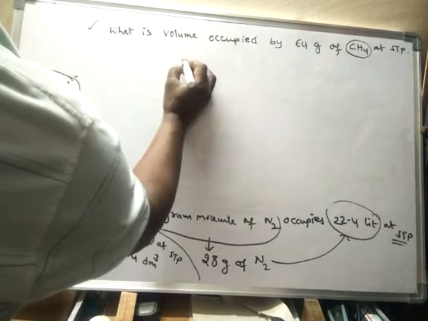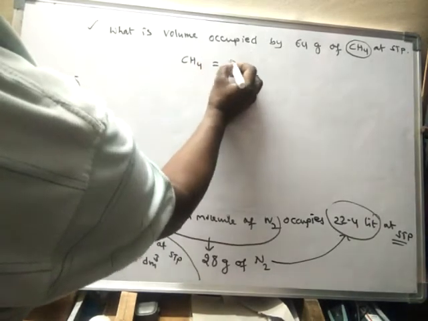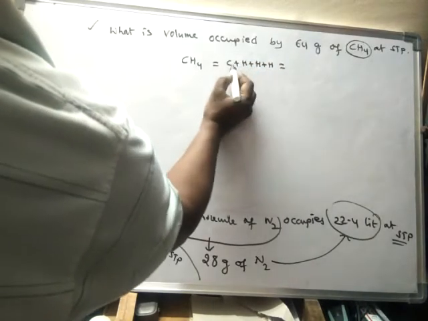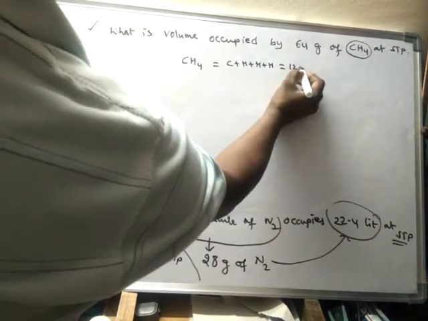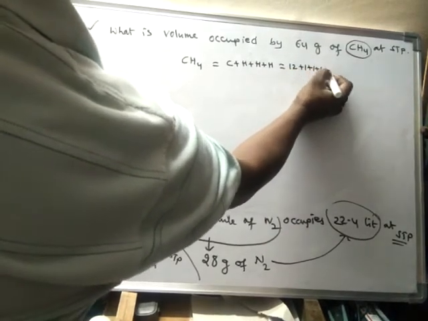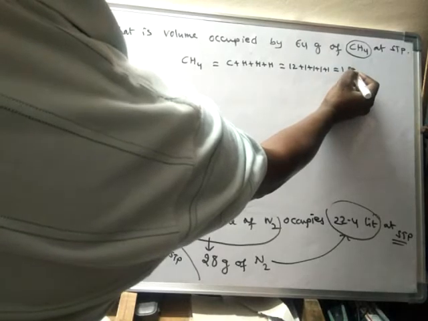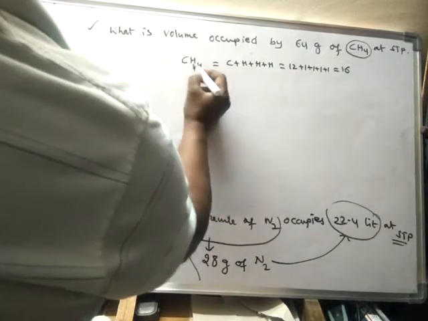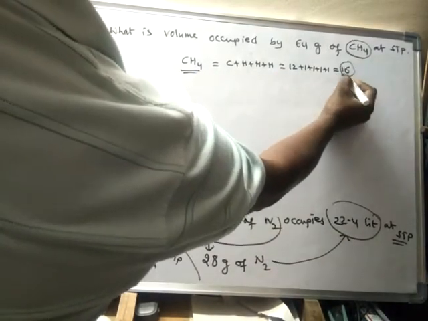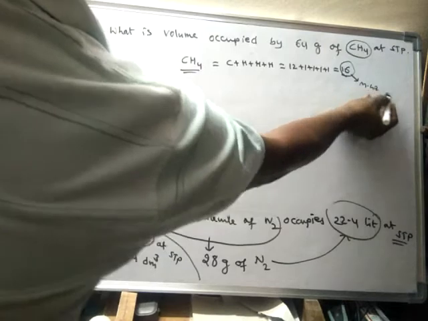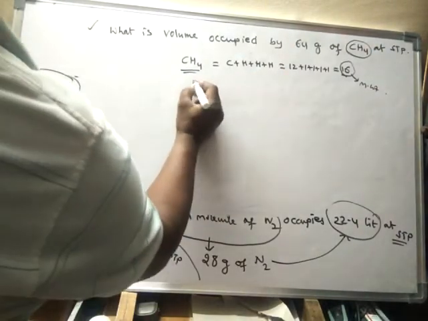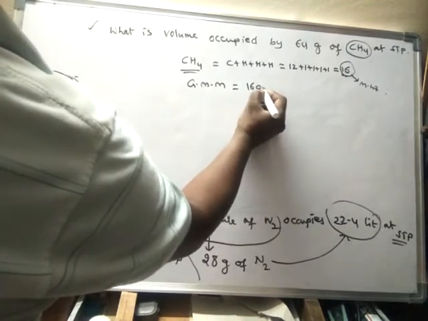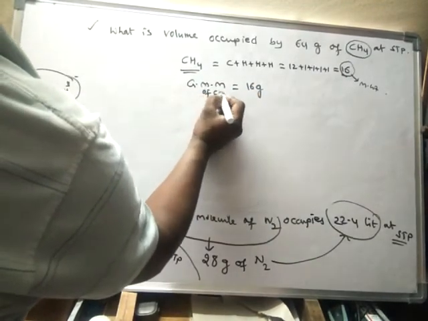Already we know that methane is CH4, that means carbon plus hydrogen plus hydrogen plus hydrogen plus hydrogen. So altogether, what is its weight? 12 plus 1 plus 1 plus 1 plus 1 is equal to 16. Okay, so its molecular weight is 16. Methane molecular weight, or else molecular mass, is 16. So gram molecular mass is equal to 16 grams, the gram molecular mass of methane.